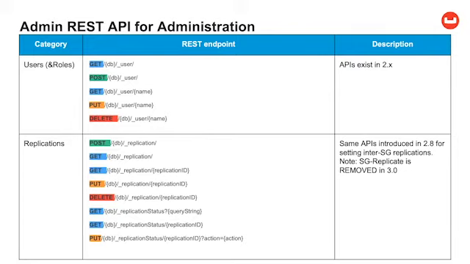Replications refer to inter-Sync Gateway replications. This endpoint was introduced in 2.8. There are no changes to that endpoint. You will continue to configure your inter-Sync Gateway replications through this endpoint. Just a quick note that sg-replicate is removed in 3.0, so we would encourage you to migrate to the new inter-Sync Gateway replication protocol.